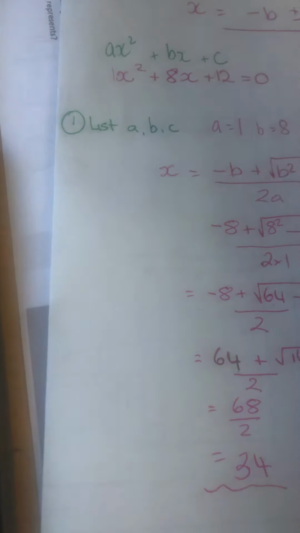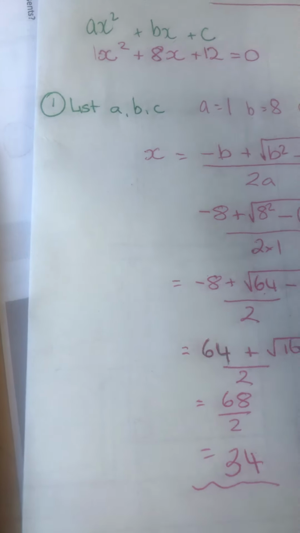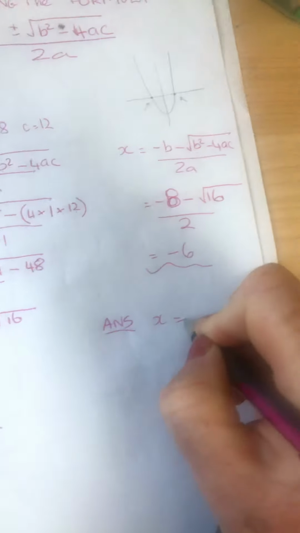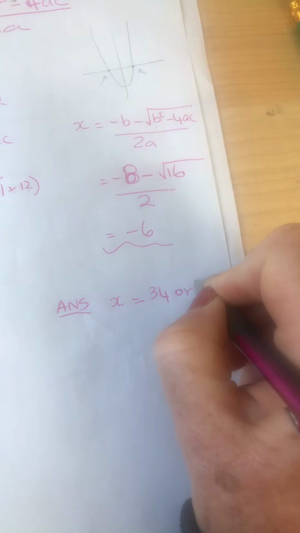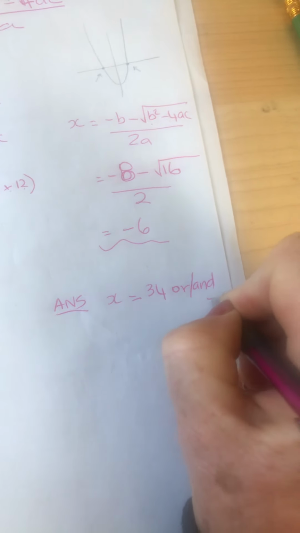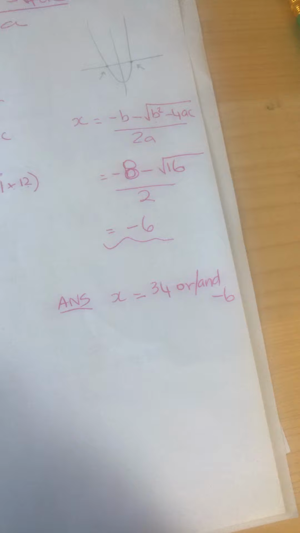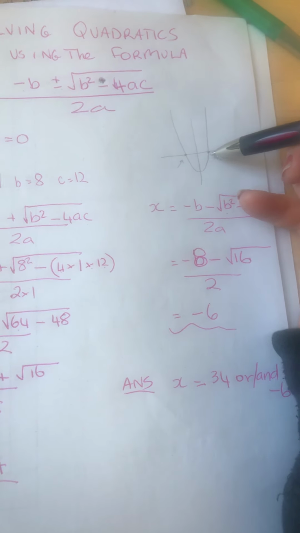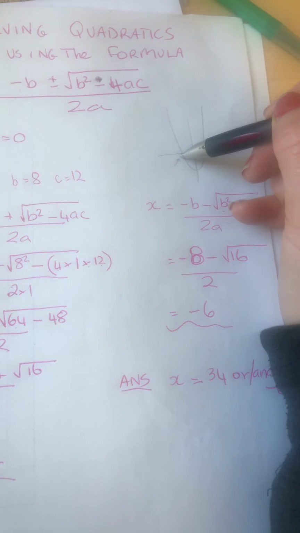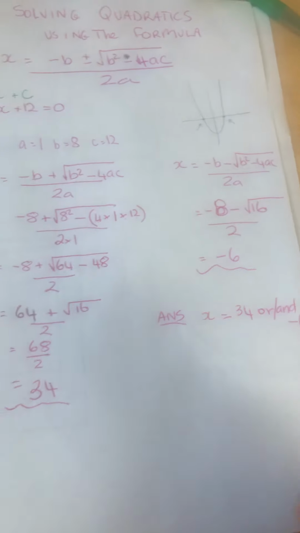So our answer here is x equals 34 and minus 6. So we have two possible answers. So we know that that's where those would be. One would be crossing here at x is 34 and the other one at negative 6. That's what our two answers would be.